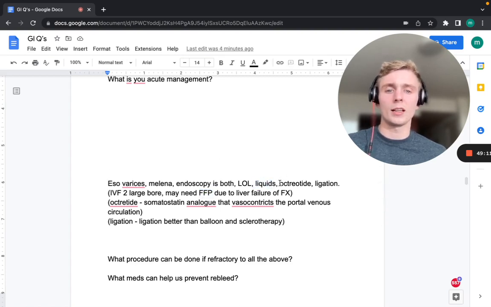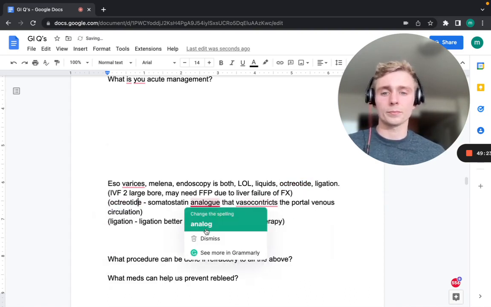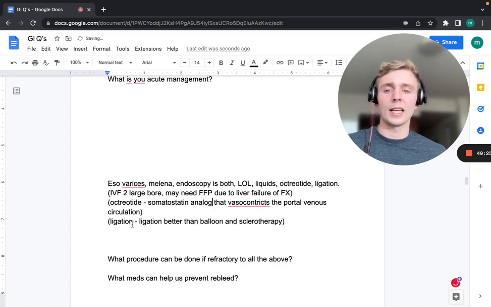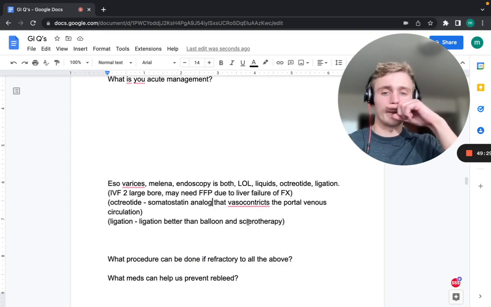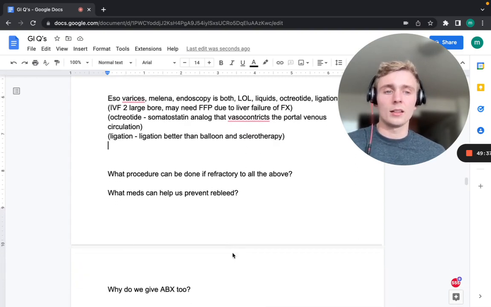For octreotide, that's going to be a somatostatin analog. It vasoconstricts the portal venous circulation specifically. So it's a more specific vasoconstrictor that we can give. So that's octreotide. And then ligation. So we want to do ligation, which is better than balloon or sclerotherapy. So ligation itself is better than balloon and sclerotherapy here in this case. Okay, next one.